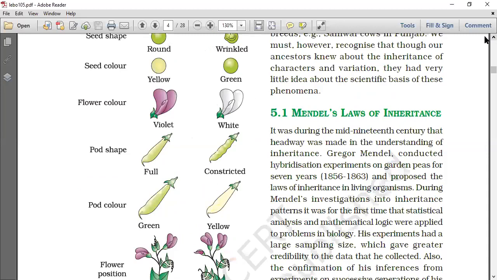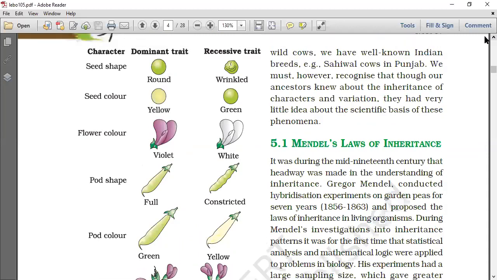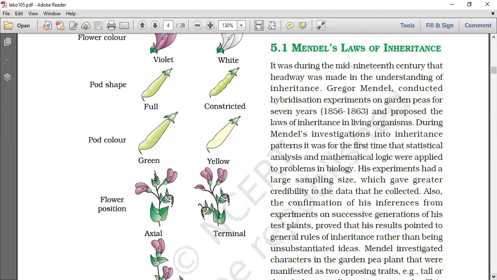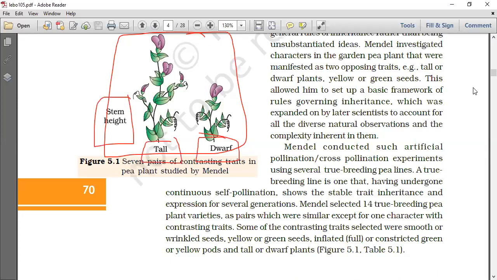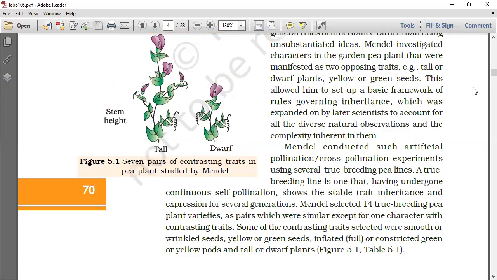We have 7 contrasting characters. Among them, some we did already. Let us start with the known one, the one we did in this particular class: a tall plant and dwarf plant. The character is stem height, and the allelic forms or contrasting traits are tall and dwarf.